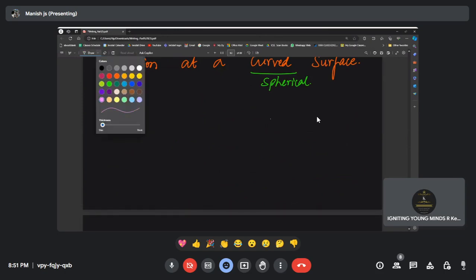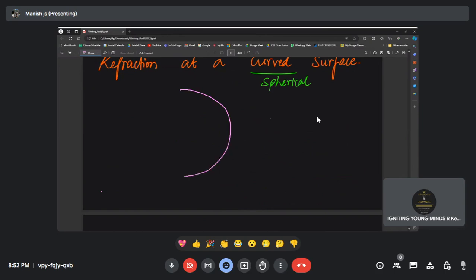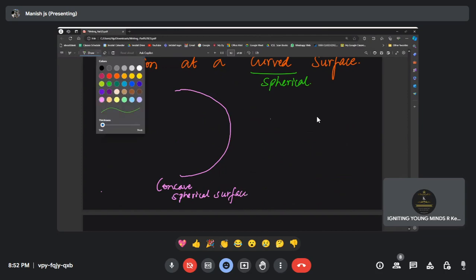So you take a surface, and let us try to understand how to write the expressions for the refraction. Now let me take the refraction of light on a curved spherical surface. Let me take first a concave surface, a concave spherical surface. So we have a concave spherical surface.